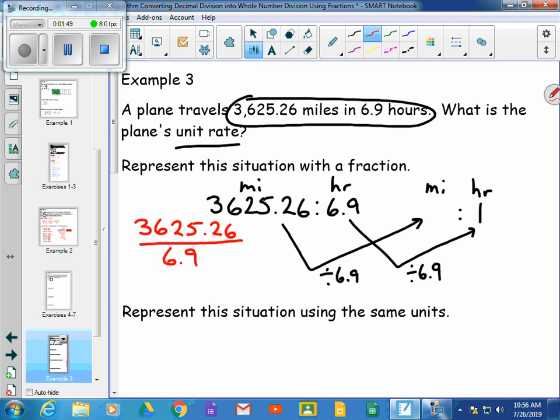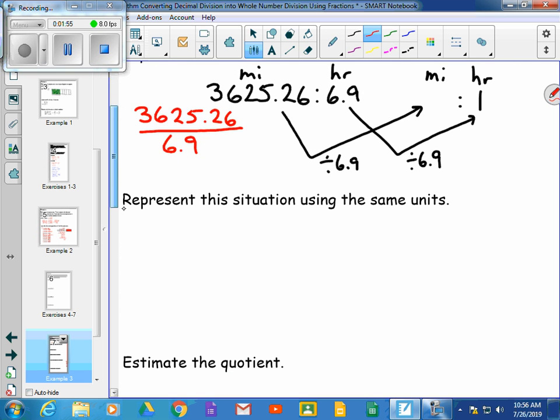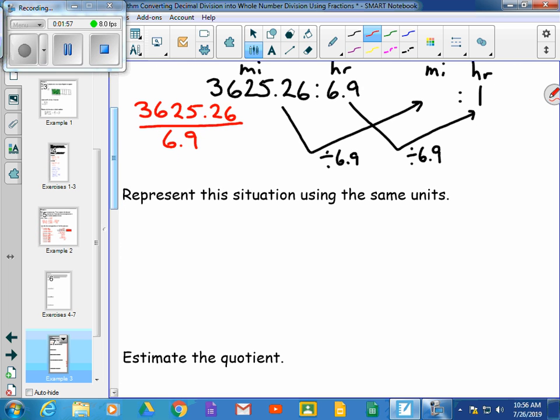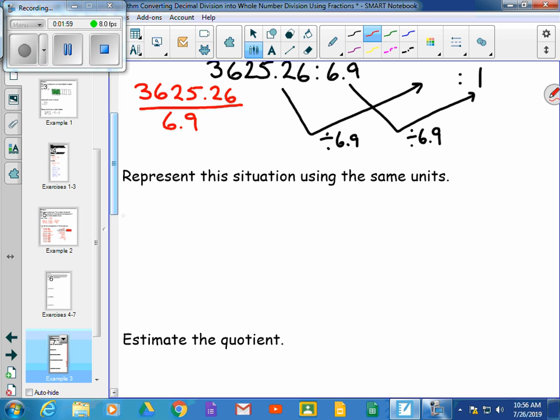If I represent that as a fraction, it looks like that. Now it says represent this situation using the same units. I'm going to change that a little bit. I'm going to use that space right here to get this into a fraction where our denominator is not a decimal. Remember that divisor, or that denominator, cannot be a decimal.